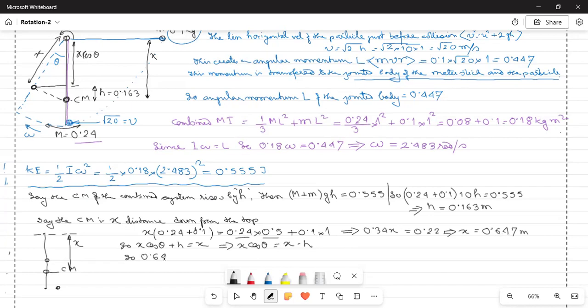Therefore, x we have calculated as 0.647. So 0.647 into cos theta is equal to 0.647 minus h, which we found earlier as 0.163. This is equal to 0.484. Therefore, cos theta equals 0.484 divided by 0.647. This is equal to 0.748.